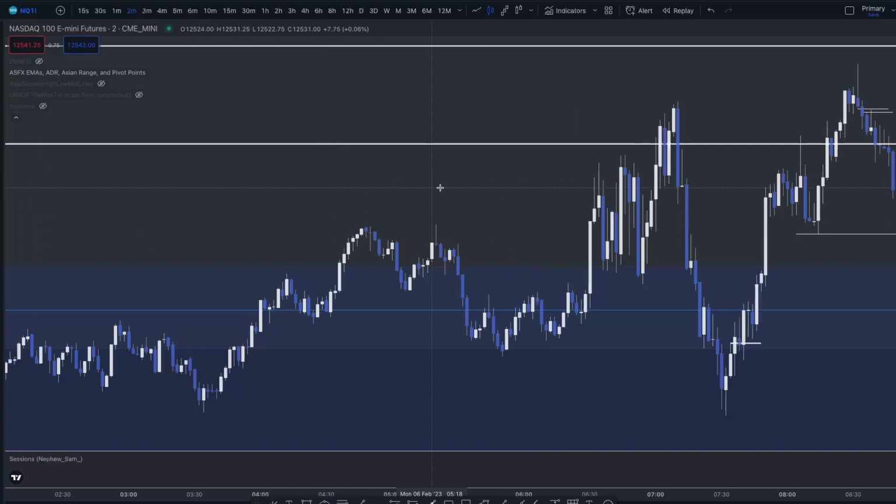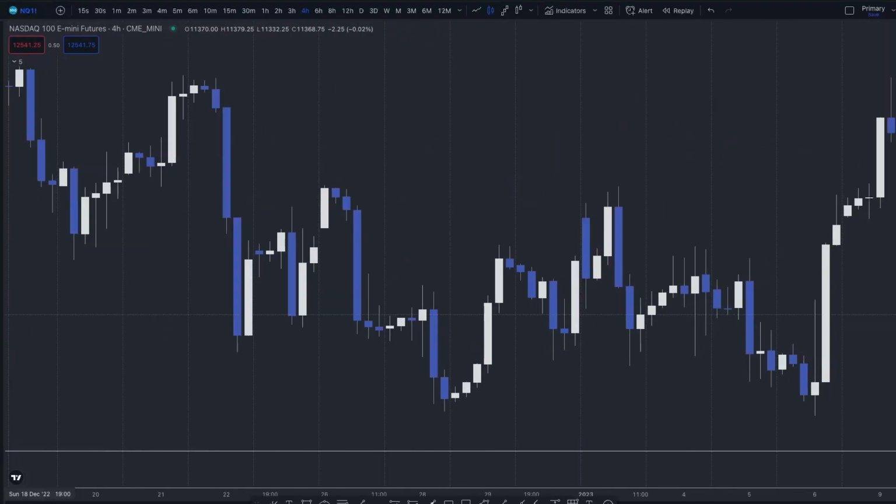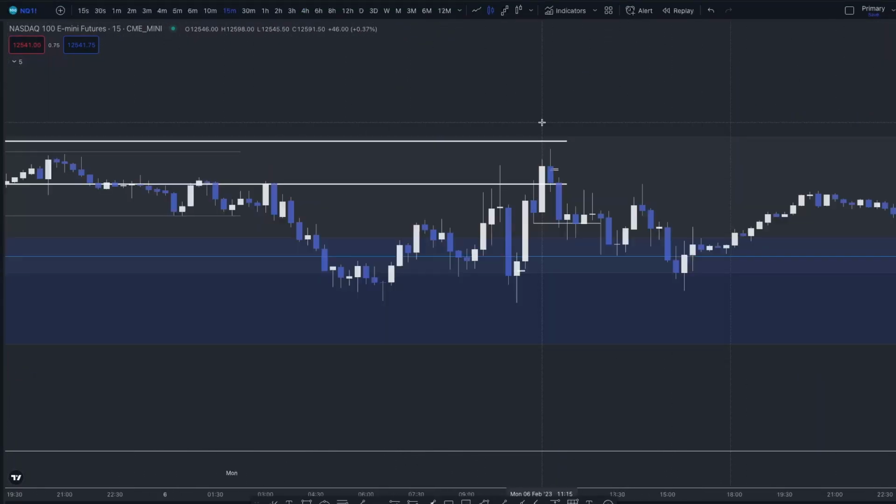And then I'm pretty much done on a Monday, especially because I don't want to give money back to the market on a Monday. I'd rather take my win and have a nice little cushion for Tuesday and Wednesday, especially when I have conflict on the higher time frame. Whenever I have conflict on the higher time frame, I really don't want to push it too much. That was it for today.